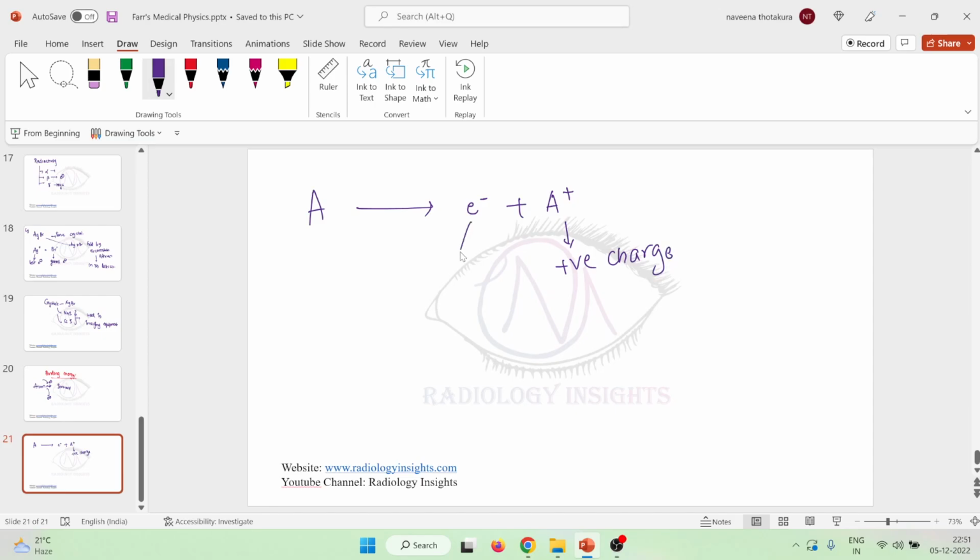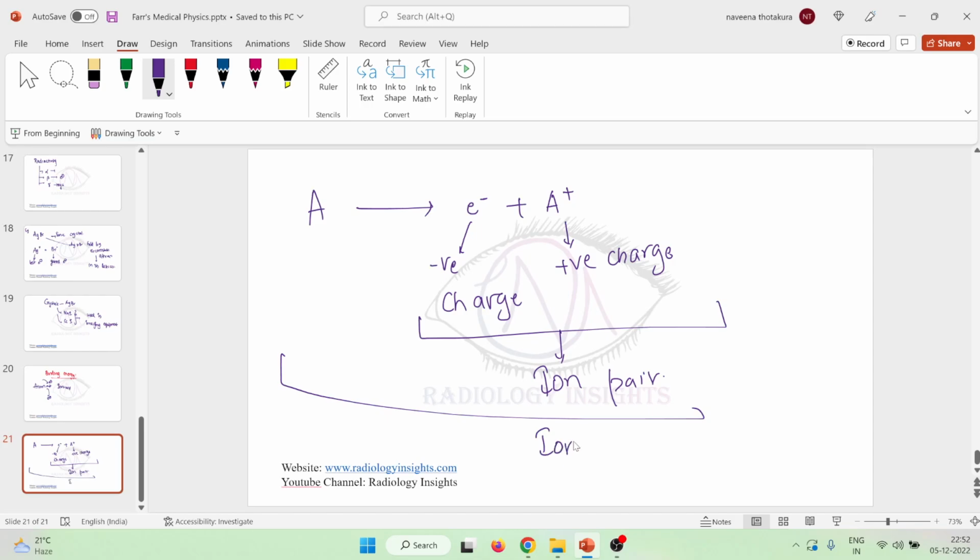Okay, this electron which is lost is a negative charge. So these both positive and negative charges together, we call it an ion pair. And now this atom is said to be ionized. An atom is said to be ionized when it loses an electron and becomes positively charged, the electron being a negative charge. So both these will form an ionic pair together.